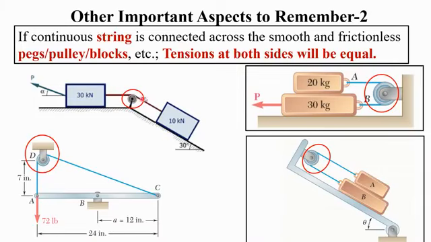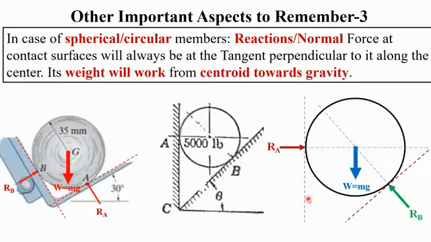Here also comes one pulley pulling two blocks, so this one and this one will be the same. Here this one and this one tension will be the same. Here this one and this one tension will be the same. Here this one and this one tension will be the same.